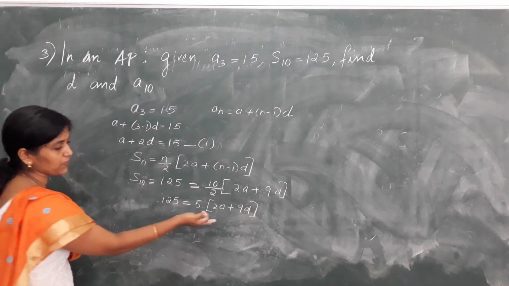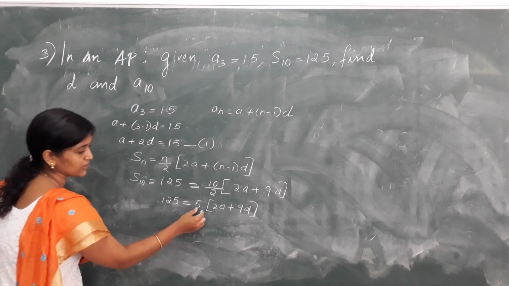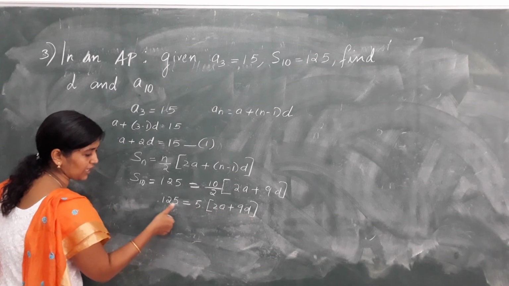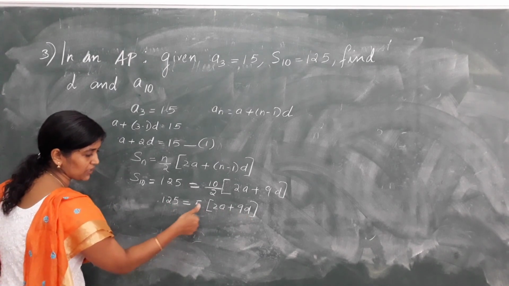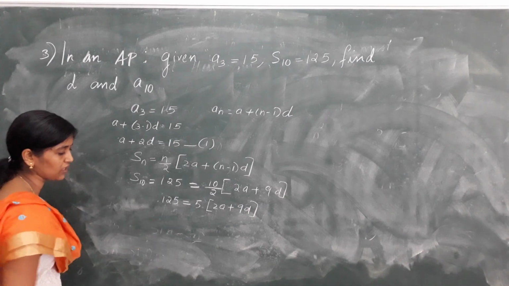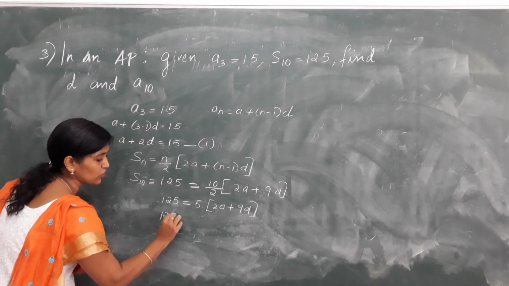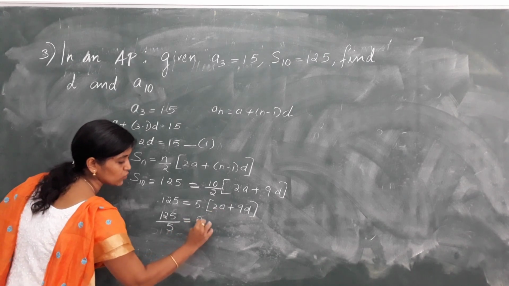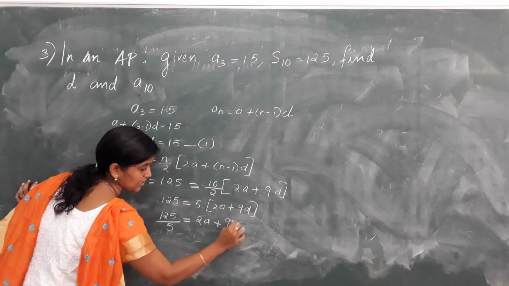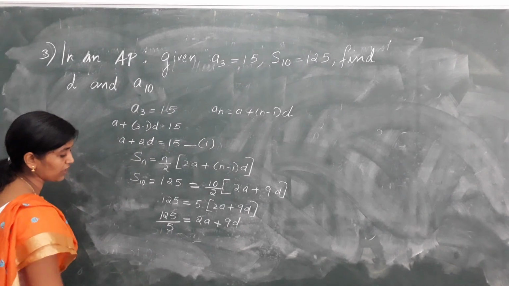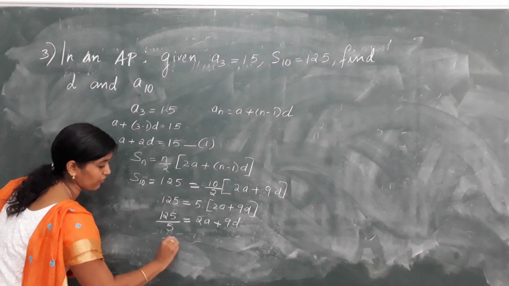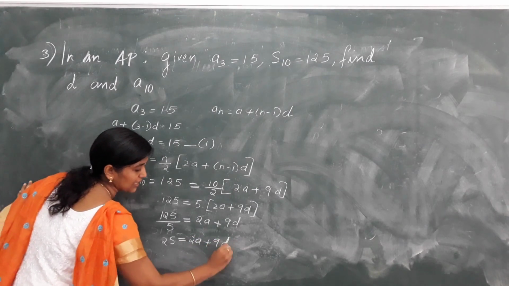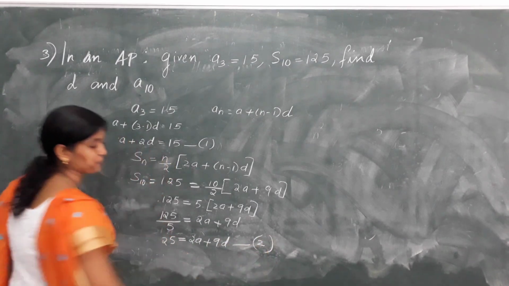Now we can arrange the equation again here. 5 is common to both the terms here, so you can transpose this 5 to the next side. So multiplication on transposing becomes division. So you will get 125 by 5 is equal to the remaining 2a plus 9d. So 125 by 5 we get as 25, that's equal to 2a plus 9d. Take it as equation number 2.